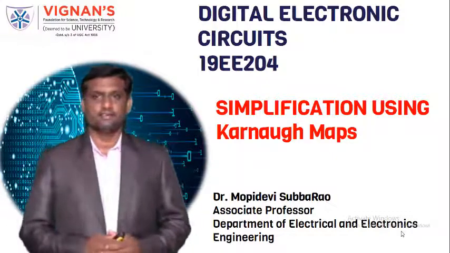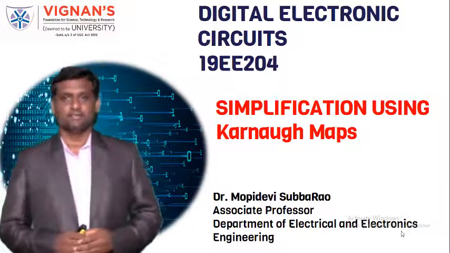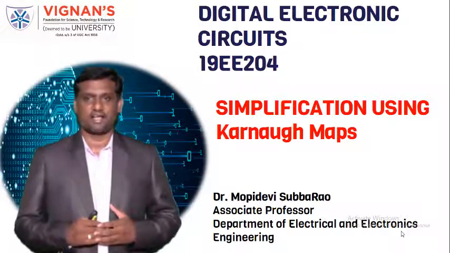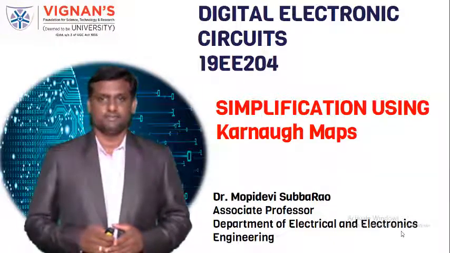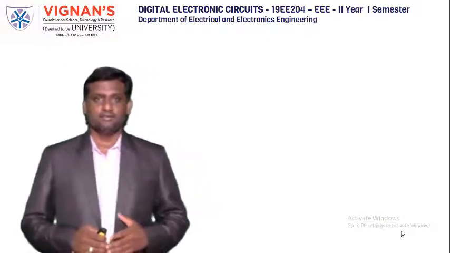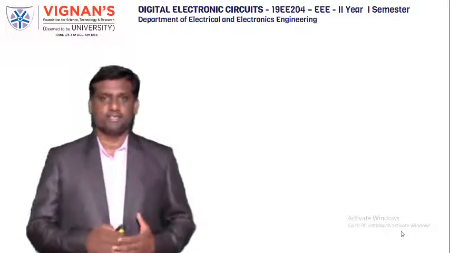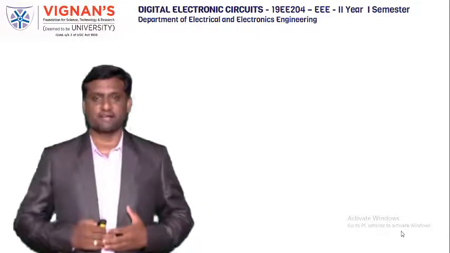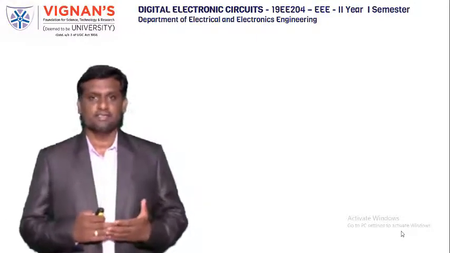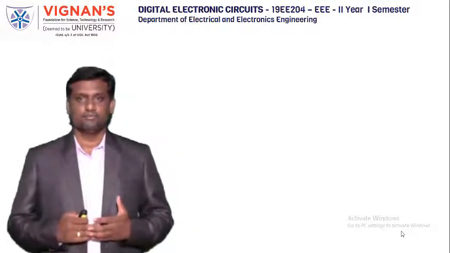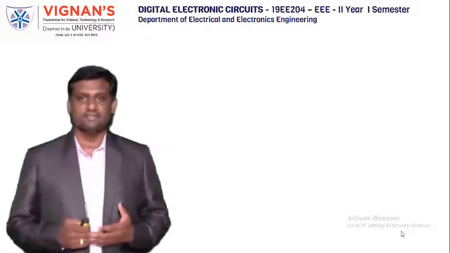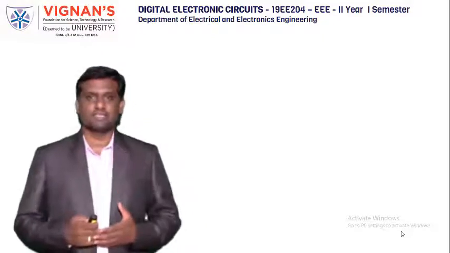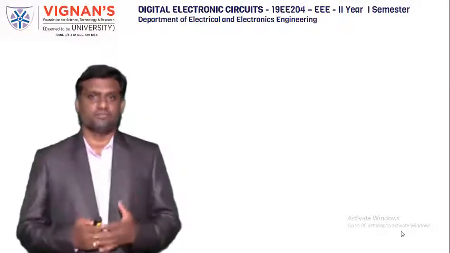In this lecture, we are going to discuss the simplification of Boolean functions by using Karnaugh maps. Last lecture, we have seen how to represent the Boolean function. A Boolean function can be represented in two ways. One is sum of product form, another one is product of sum form.